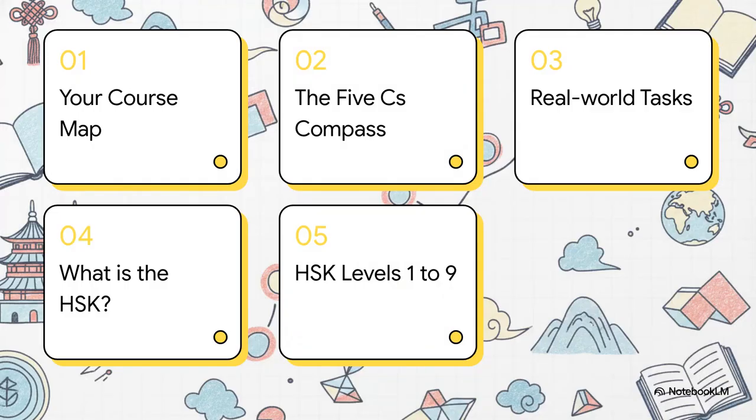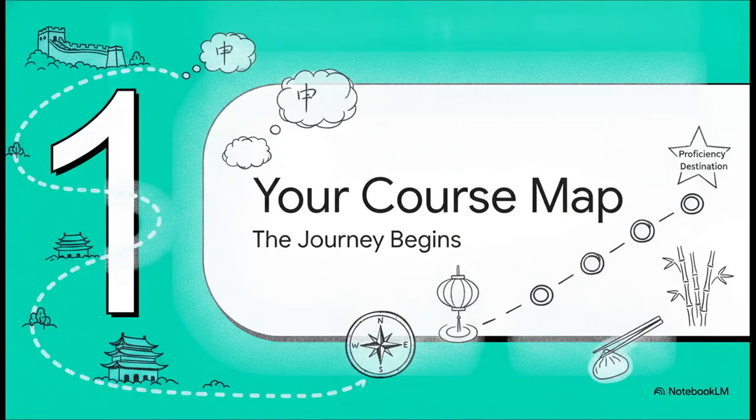Here's our roadmap for today. We're going to cover your course map, the 5 C's compass, some real-world tasks, a breakdown of what the HSK actually is, and finally, HSK levels 1 through 9. All right, starting with Part 1, your course map, and where this whole journey begins.